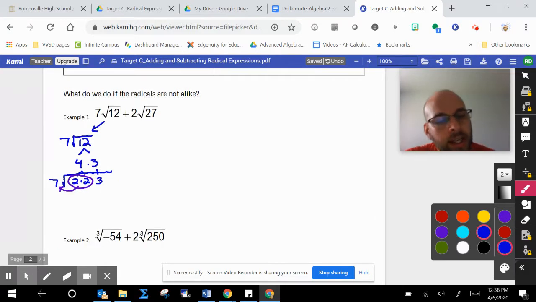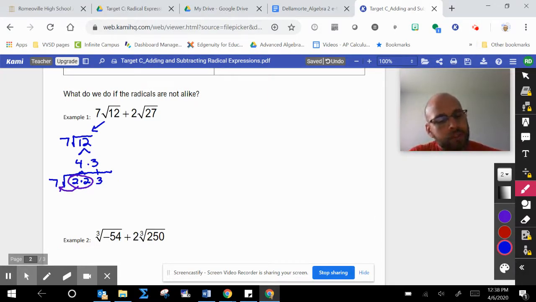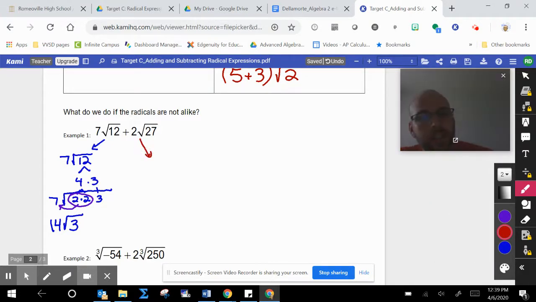So what I get is I'm going to get a 14 square root of 3. Now, the 3 stays inside because there was only one 3 in there. We can't take the square root of 3. That's not going to be a nice whole number. Now, we reduced the first radical. Now, let's go back to the original problem. Let's reduce the second radical.